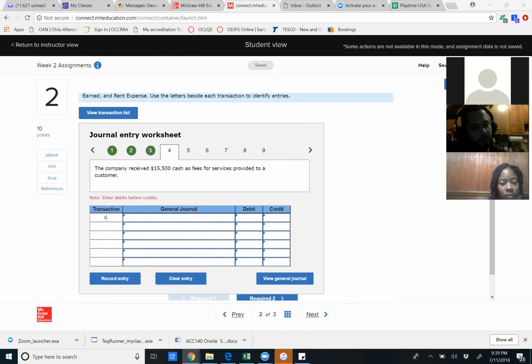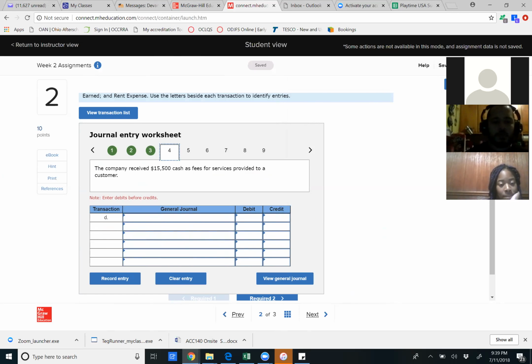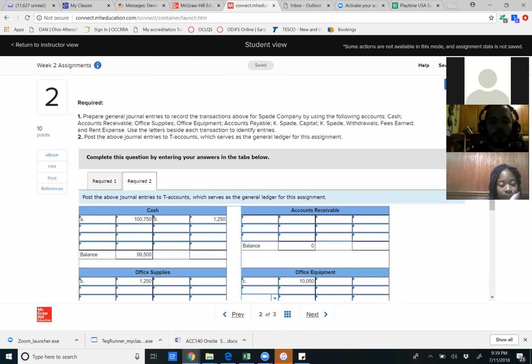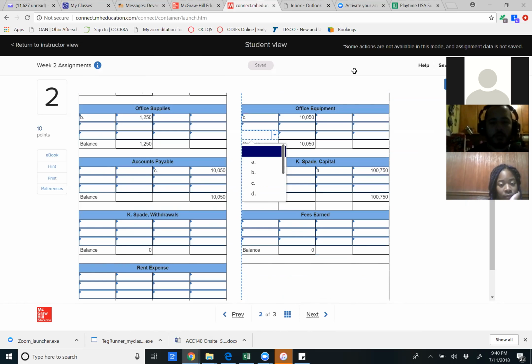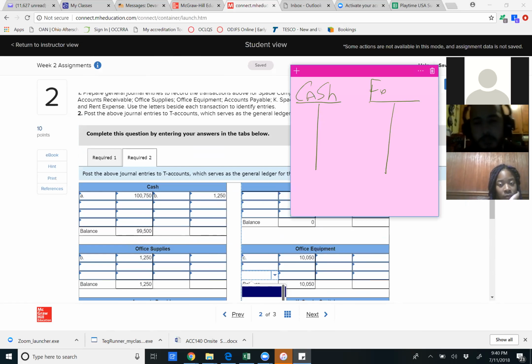So we got this money, and this for services rendered, which is the key part. So the company received $15,500 cash as fees for services provided to a customer. So they use all these words, but all they're saying is, hey, we did some work and they paid us $15,000. Right. So if I look back over at my T table, I'm going to find out what they use for revenue. Okay, so their revenue account, they're using fees earned as their revenue. Oh, I see it. Yep. So I'm going to use fees earned.